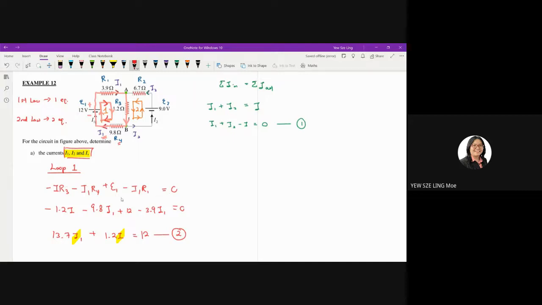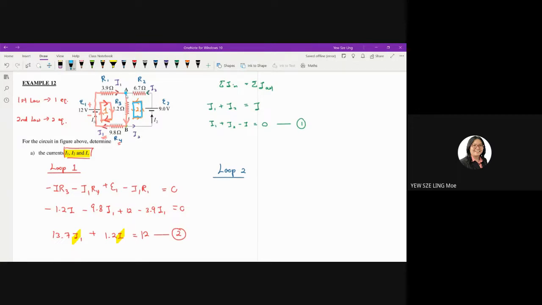So that is my loop 1. Now I'm going to do the same thing for my loop 2. Again, I'm going to start moving from point A. Just now I chose the loop in the anti-clockwise direction, so I'm going to move the loop in the anti-clockwise direction.